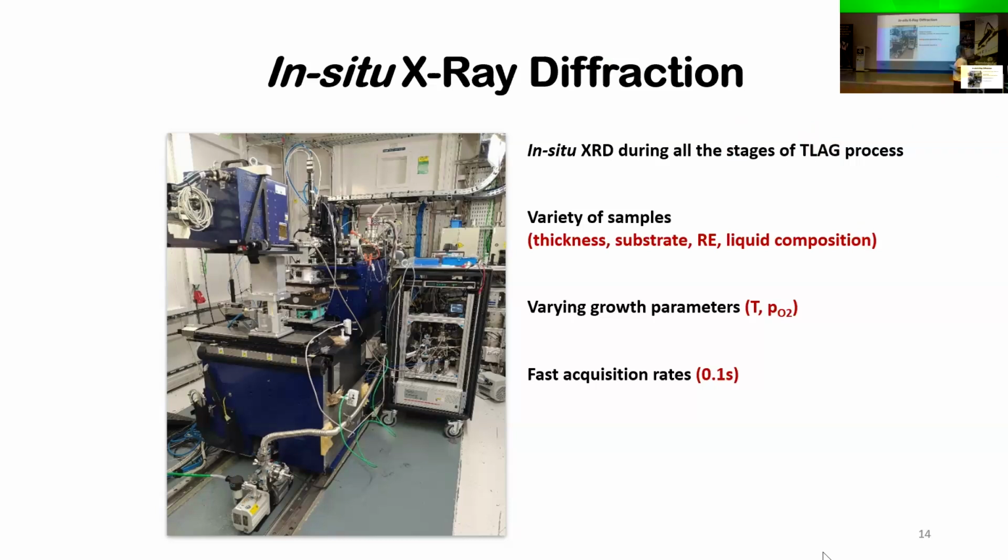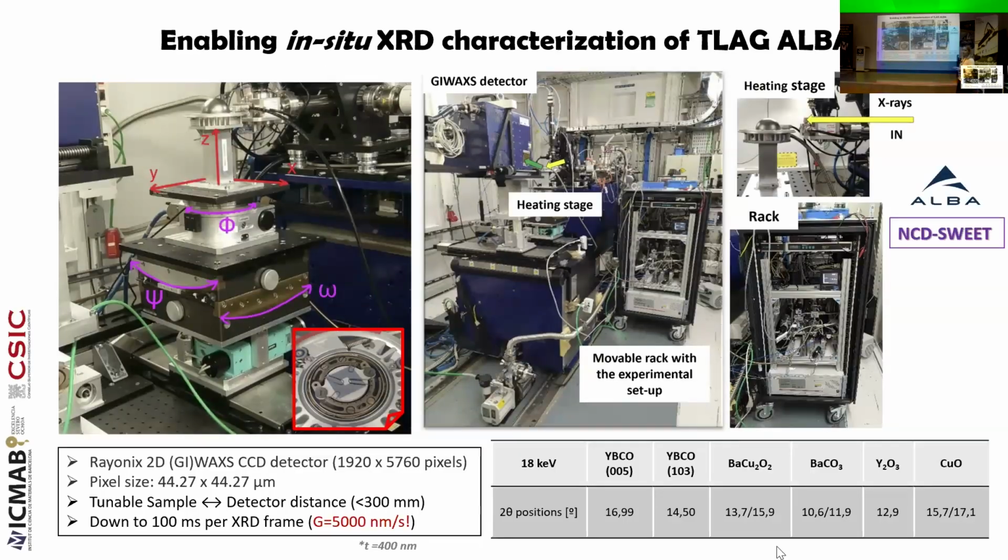And I would like to say that we have been using a variety of samples with different thickness on different substrates, with different rare earths and liquid compositions. And we were varying growth parameters, temperature and oxygen pressures, and always using fast acquisition rates down to 0.1 second per frame. So this is how it looks like in the beamline hatch of the NCD-SWEET beamline.